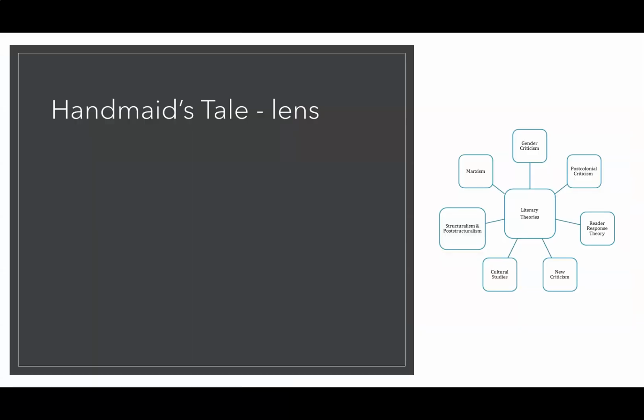Okay, so let's have a look. If we looked at The Handmaid's Tale through a lens, there are a couple of options that we might be able to look through. Obviously gender criticism is one that stands out straight away, because there's such a divide in the novel that falls along gender lines. So we could look at feminism.